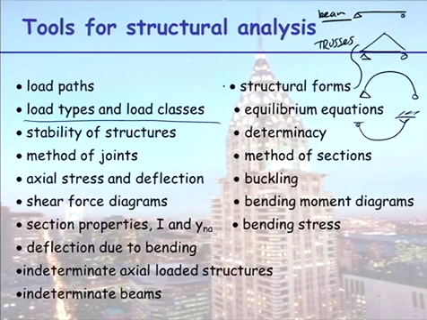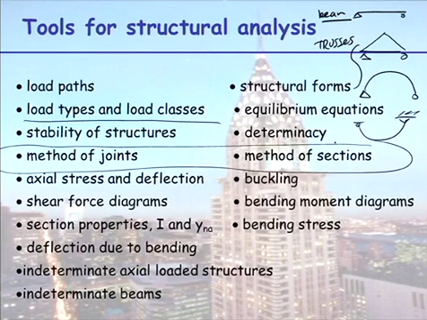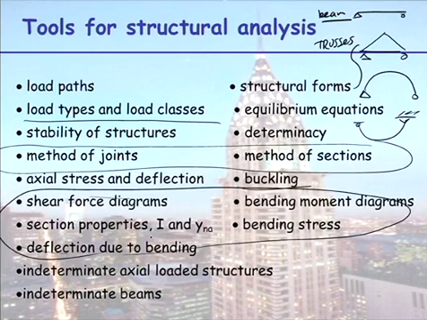Then we used equilibrium to solve for the reactions. We checked whether our structure was stable. Then when we looked at trusses, we actually used the method of joints and sections. Once we had the internal forces, we were able to then design those members to see they weren't overstressed and whether they buckled. And then we moved into beams as our next structural form. We learnt about shear force diagrams, bending moment diagrams. We learnt how to check deflections. And finally, this week in the practice classes, you're looking at indeterminate structures.